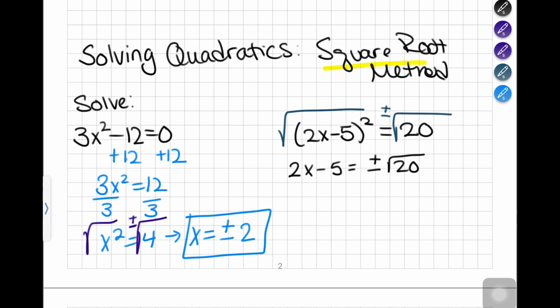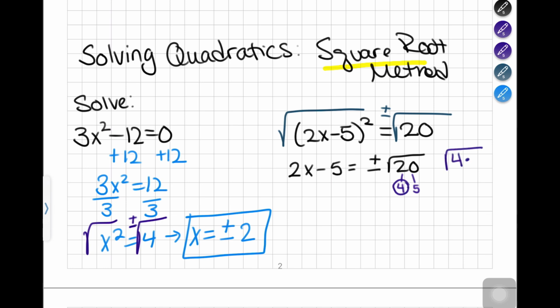Now, 20 is not a perfect square. We could use a calculator to get a decimal approximation, although I'm not going to do that. Instead, I'm actually going to simplify this radical, because even though 20 is not a perfect square, it's the same thing as 4 times 5, and 4 is a perfect square.